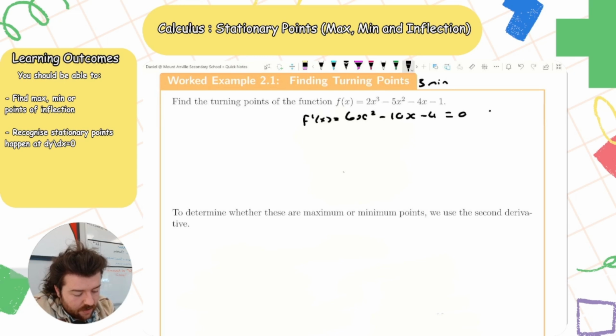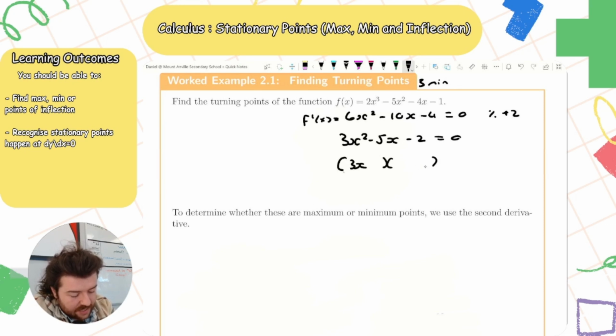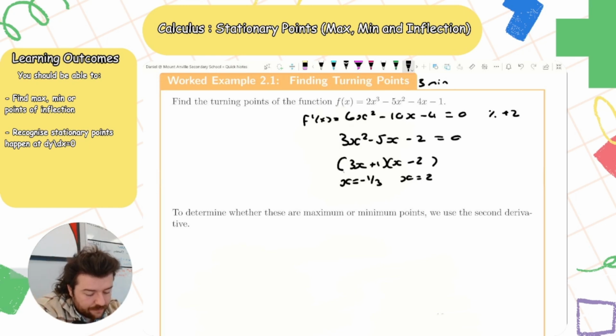Let that equal 0. And I notice I can divide across by 2. So 3x squared minus 5x minus 2 is equal to 0. Factorizing that, it's going to be (3x + 1)(x - 2). So I'm going to have x is equal to minus 1/3, and x is equal to 2.